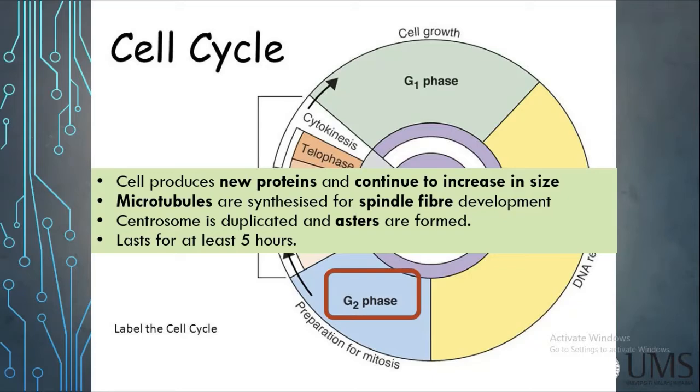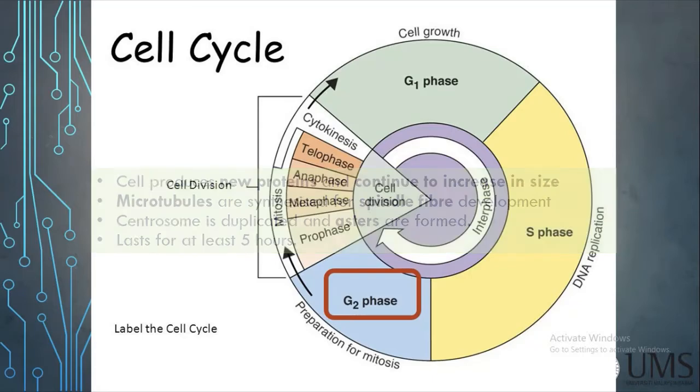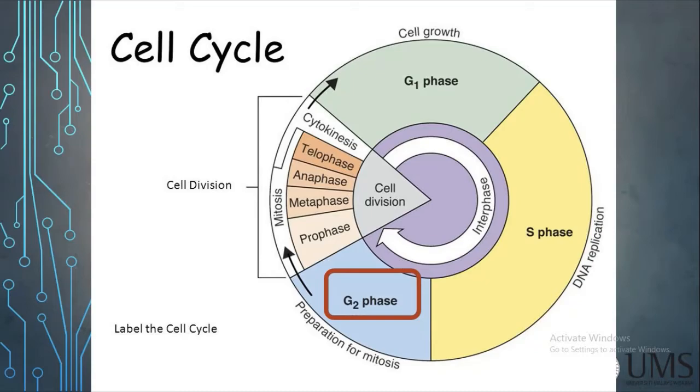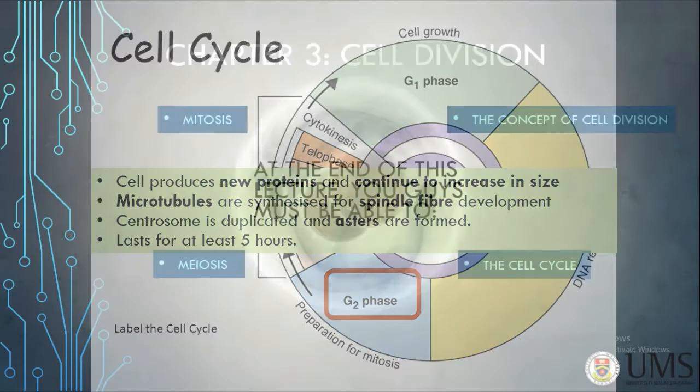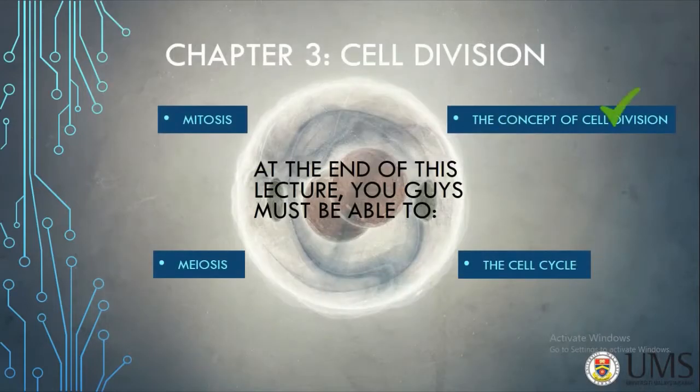So the G2 phase is the shortest phase compared to the G1 phase. This is so because all of the organelles and proteins have been synthesized, and now it only focuses on the synthesis of microtubules for spindle fiber development. And finally, the cell will be ready to proceed to cell division. So we have covered the concept of cell division and the cell cycle.